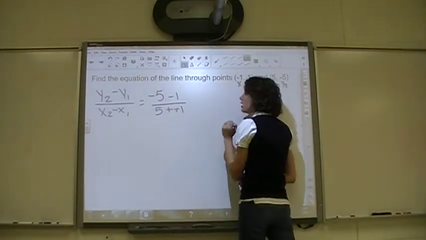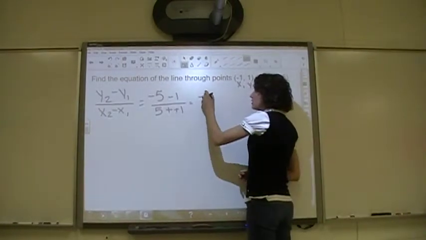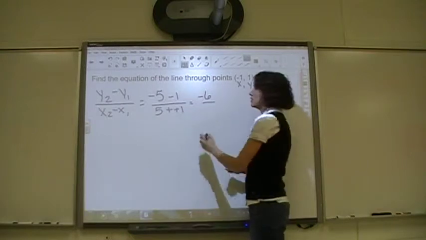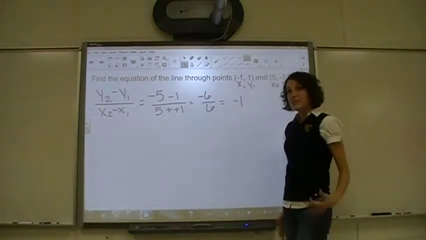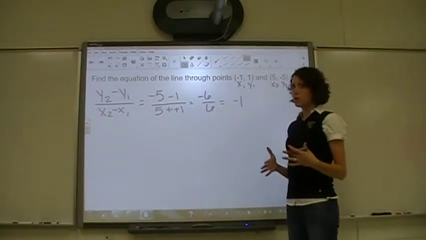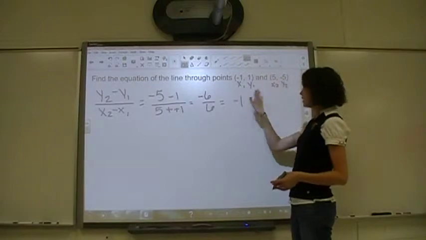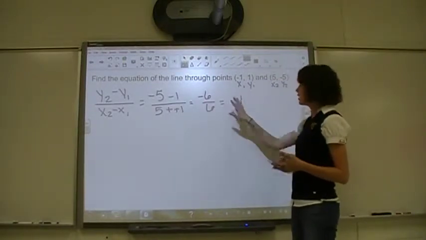So it's really going to be plus 1. -5 minus 1 is going to give me -6. 5 plus 1 gives me 6. Reduce, and we have a slope of -1. Now we have our slope. All you need to do is to be able to use point-slope form, you need to pick one of these points and use this slope. Now it doesn't matter which point you pick. You can pick either one.